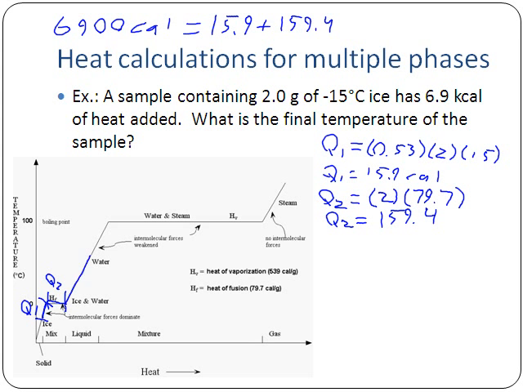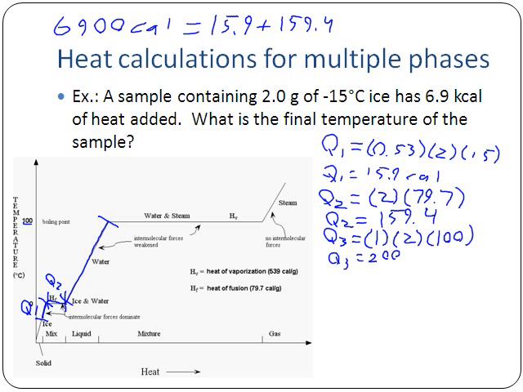The maximum this could go would be to go all the way up to the very top of our water section, which would be a change from 0 degrees all the way up to 100 degrees. And so let's take a look at that one here. Q3, since the temperature is changing, is going to be equal to Cm delta T. The specific heat for water is 1 times M, which is the mass, 2, times delta T. We said we were going from 0 all the way up to 100, which means we have a delta T of 100 degrees. And so if you do this, you get 200. So Q3 is just equal to 200 calories.